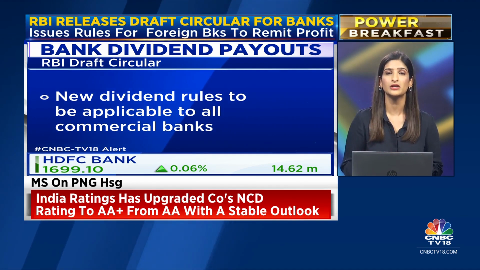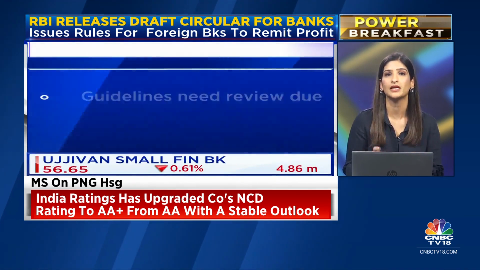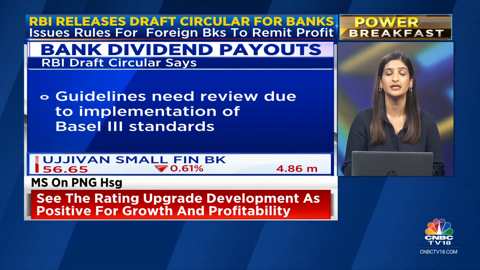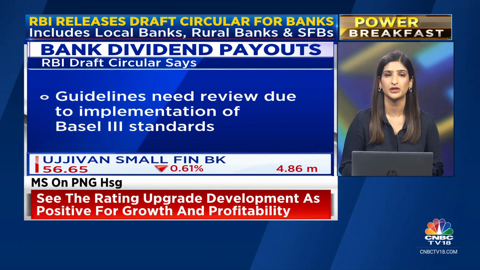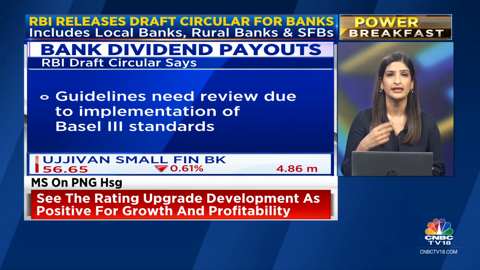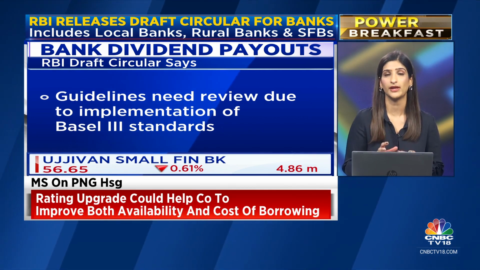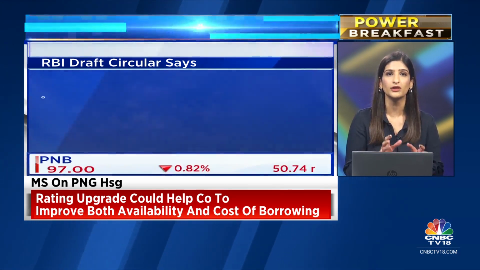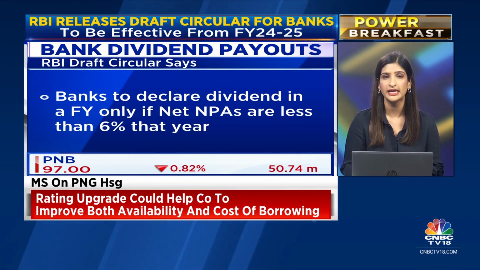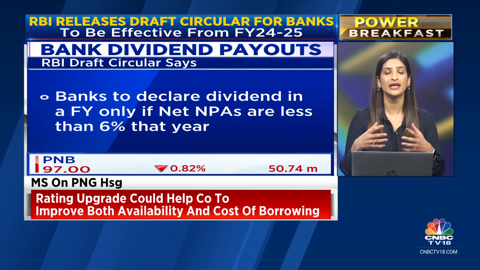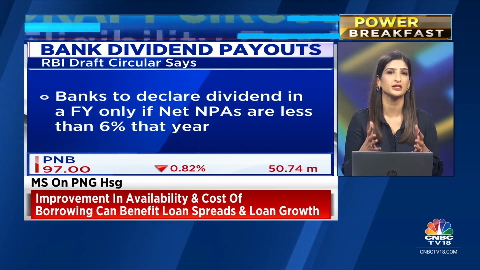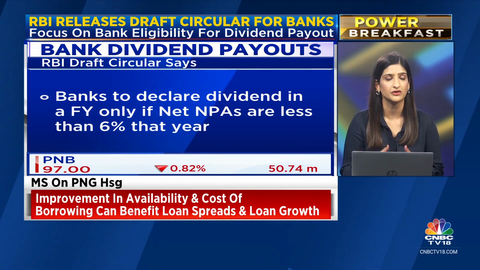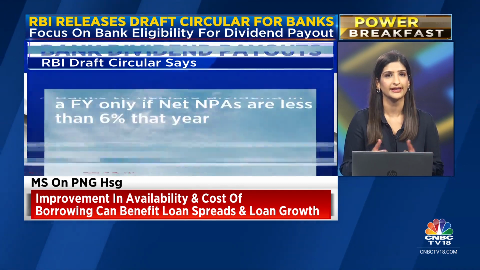Now, these include, number one, meeting the minimum applicable regulatory capital requirement for each of the last 3 financial years, including the financial year for which the dividend is proposed. Number two, having a net NPA ratio of under 6% for the year in which dividend is proposed. And number three, be compliant with all existing RBI regulations and not be under any kind of explicit restriction for the declaration of dividend or remittance of profits by the RBI.